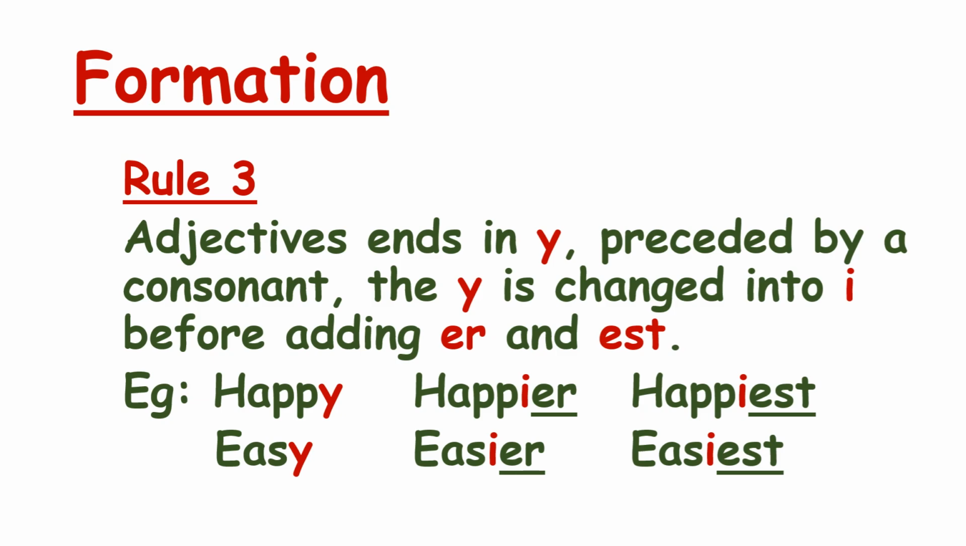Rule number three: we talked about adjectives ending in y preceded by a consonant, meaning just before that there is a consonant, the y is changed into i. So the letter y is changed into i before adding er and est. Similarly, this is what happens with happy: instead of y, we have written i, and er and est are added as in the previous ones.